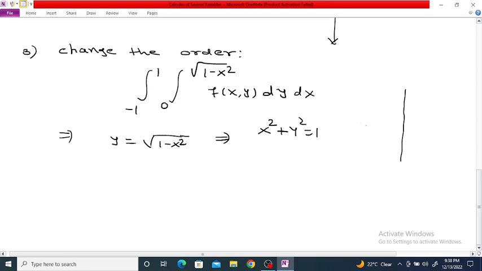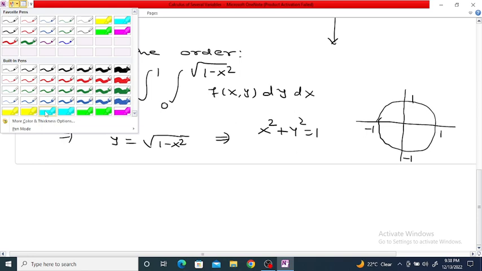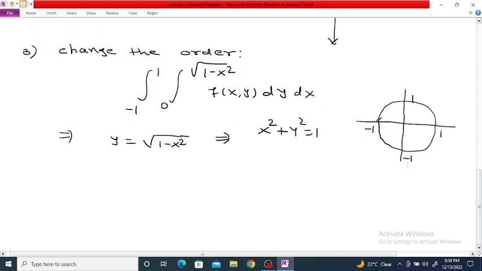So now if we draw this region, it is the equation of a circle having center at the origin and radius equal to 1. Now given x is from -1 to +1, and the strip enters at y equal to 0 and leaves at y equal to square root of 1 minus x square. So this is the region of integration.